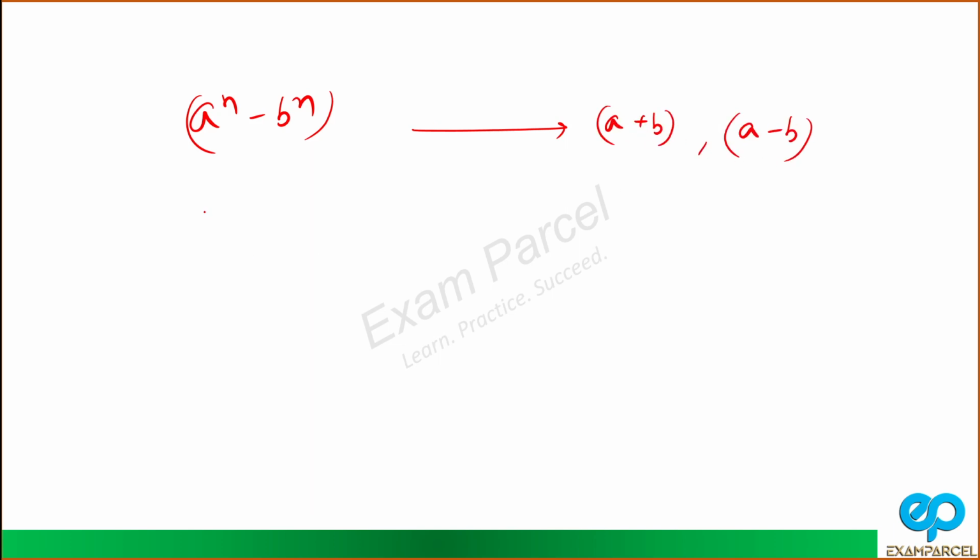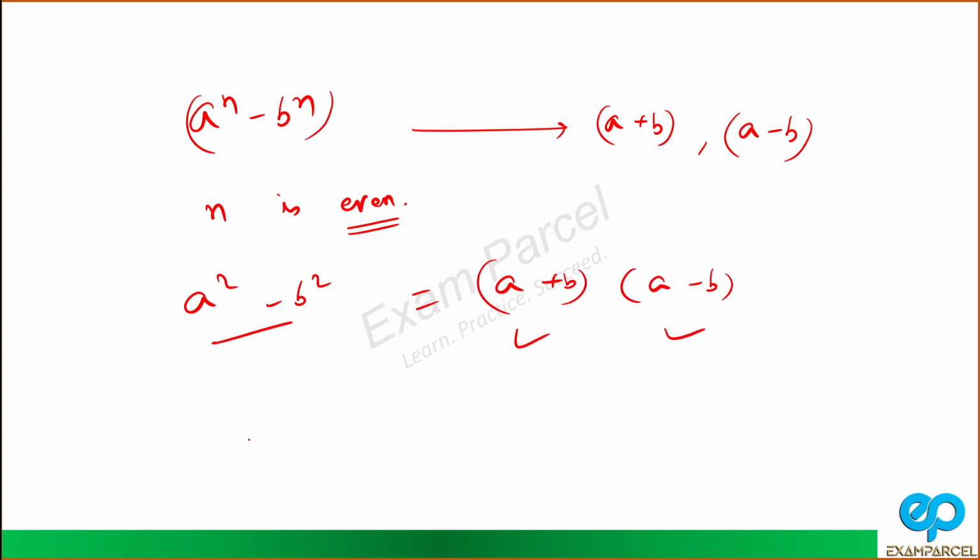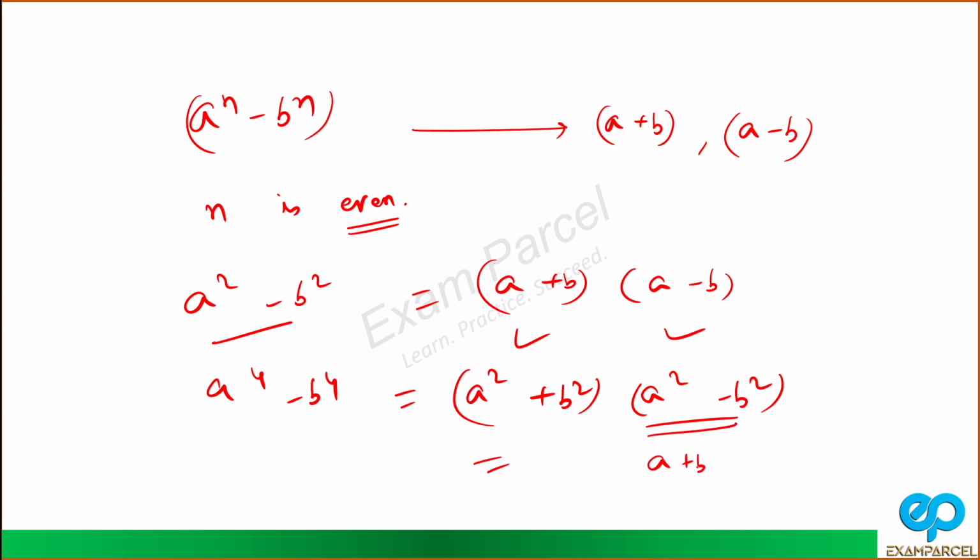Now let's focus on a raised power n minus b raised power n. This is divisible by both a plus b and a minus b if n is even. For example, a square minus b square, you must have seen this formula, a plus b into a minus b. So this is divisible by both a plus b and a minus b. Similarly, a raised power 4 minus b raised power 4, you can simplify this further as a square plus b square into a square minus b square, right? And you can again rewrite this as a plus b into a minus b. Hence this is also divisible by a plus b and a minus b.